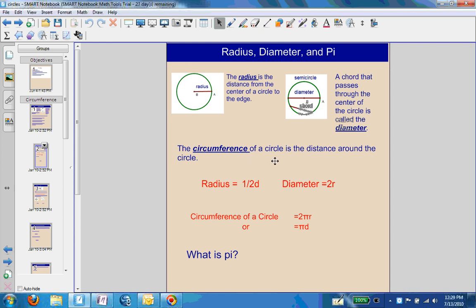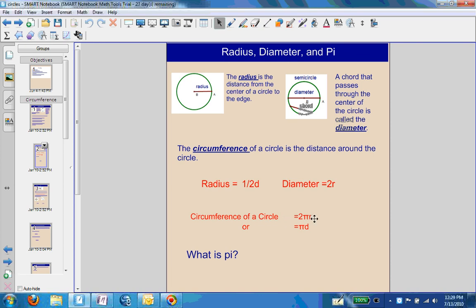The circumference of a circle is the distance around the circle. It's the distance around. It's like perimeter for a polygon. So we're going to start talking about formulas. We can tell by looking that radius is half the length of the diameter, or the diameter is twice as long as the radius. So if we write that as formulas, we write radius equals 1/2 d and diameter equals 2r.